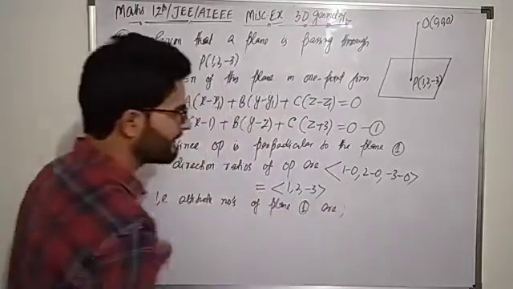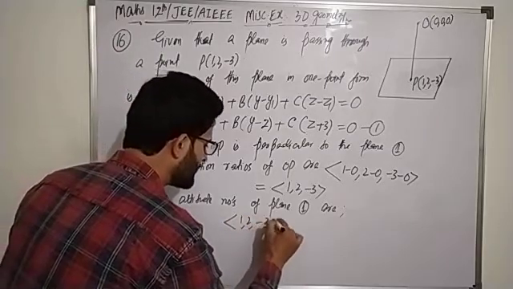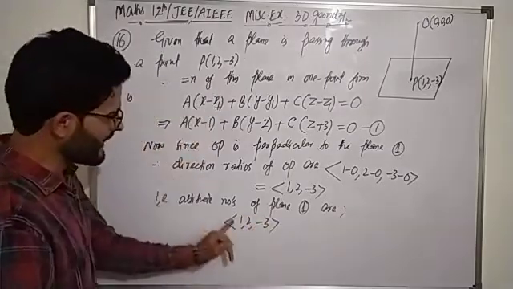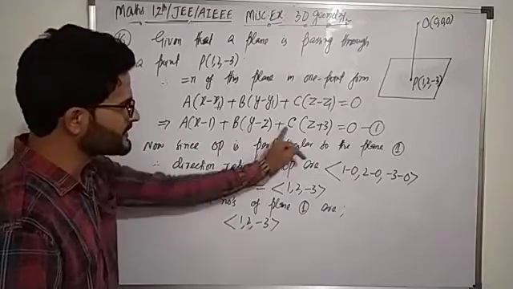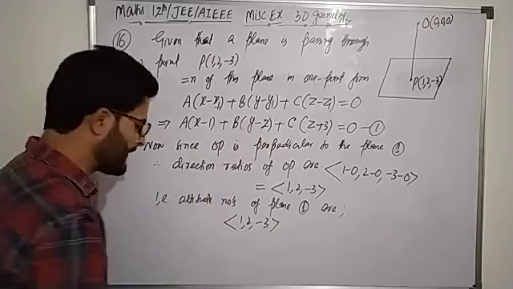तो क्या बनेंगे प्लेन फर्स्ट के एटीट्यूड नंबर? यही ऑर्डर्ड थ्री टपल ऑफ 1 2 minus 3. So instead of A we have 1, instead of B we have 2, instead of C we have minus 3. So we can find the equation of required plane.